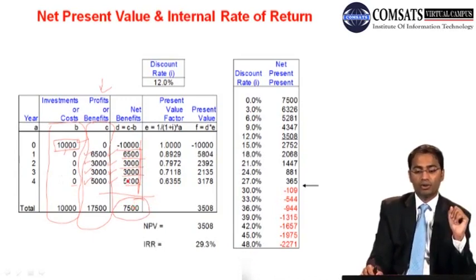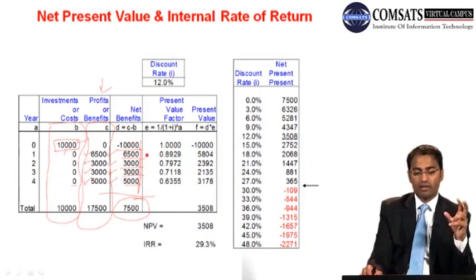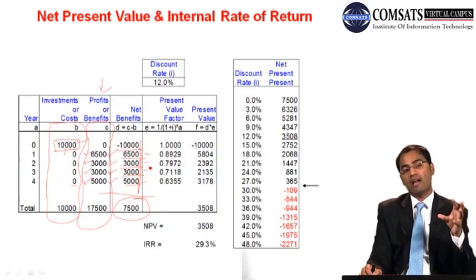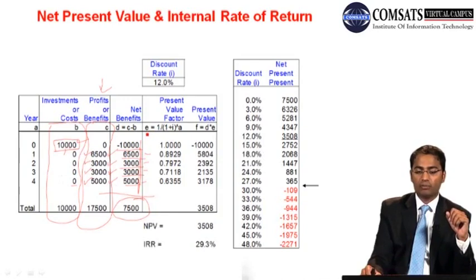Okay, so these are future values. We want to make a decision today, so we want present values. So we apply this formula. The present value factor is equal to 1 over (1 plus i) to the power n. If we put the values in, the factor is 1 over (1 plus i) to the power n, and hence we get this.